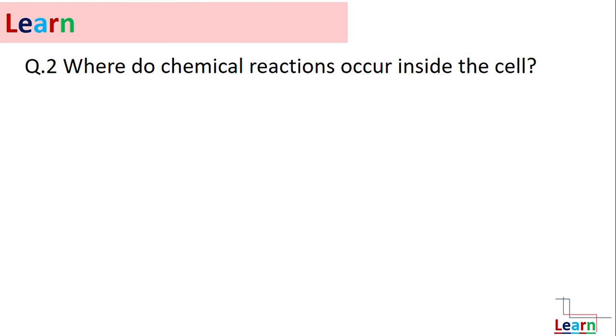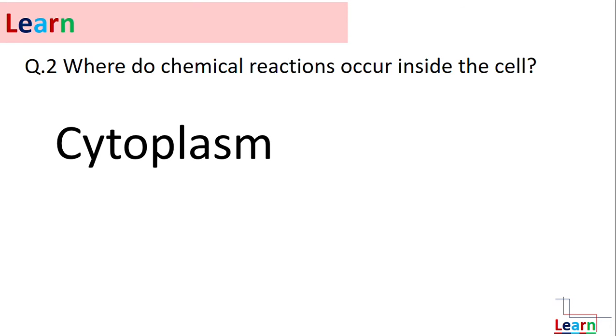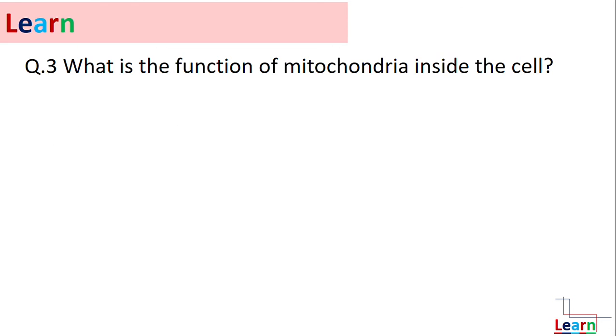Now let's move on to question 2. Where do chemical reactions occur inside the cell? You may pause here to do the question. Now let's move on to the answer. The answer is cytoplasm.